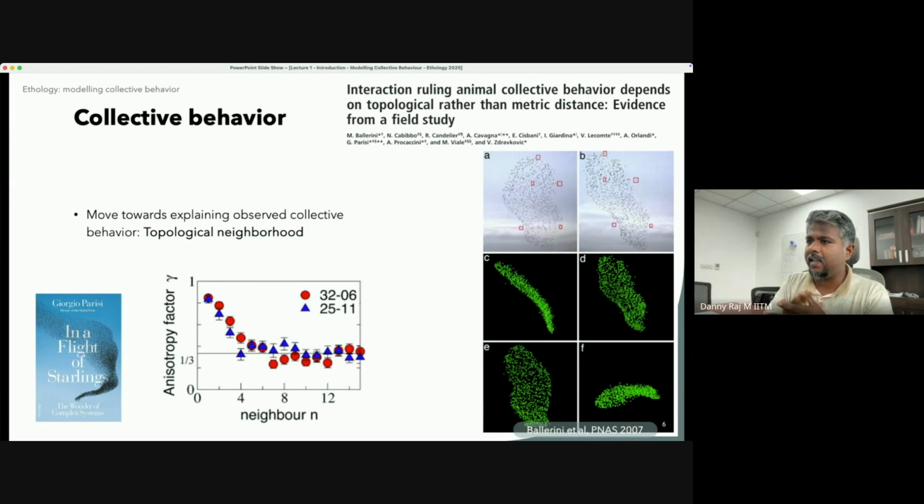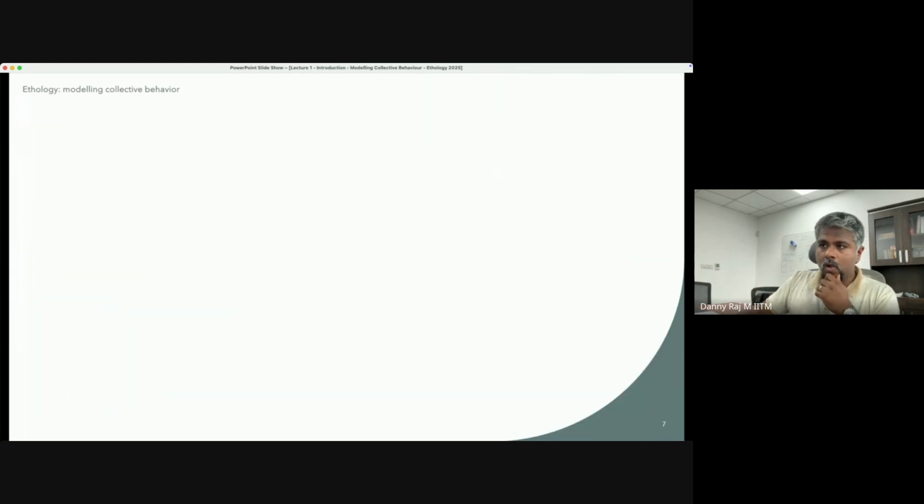All right, so fascinating thing. So the field has been evolving like this. Once you take real data and ask these questions, you start to see these really fascinating results. And this is one of the pivotal papers that made a shift in the kind of models that we started to develop for collective behavior, which had topological neighborhood and so on. Okay, so these are the 3 papers that I wanted to show you to basically give you a broad intro to how this field is evolving and how fascinating it is.